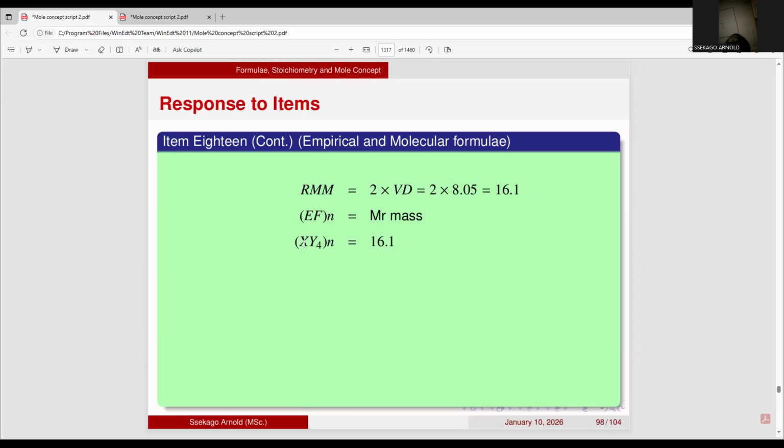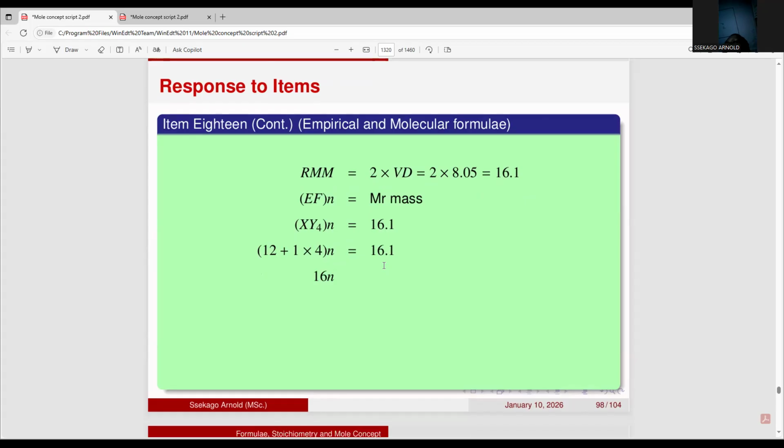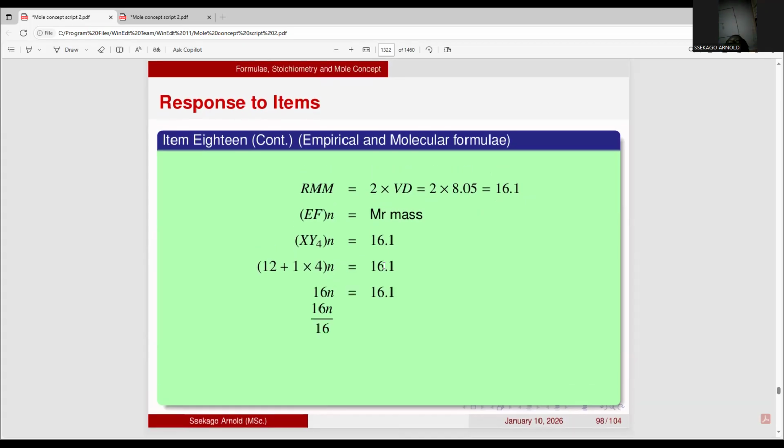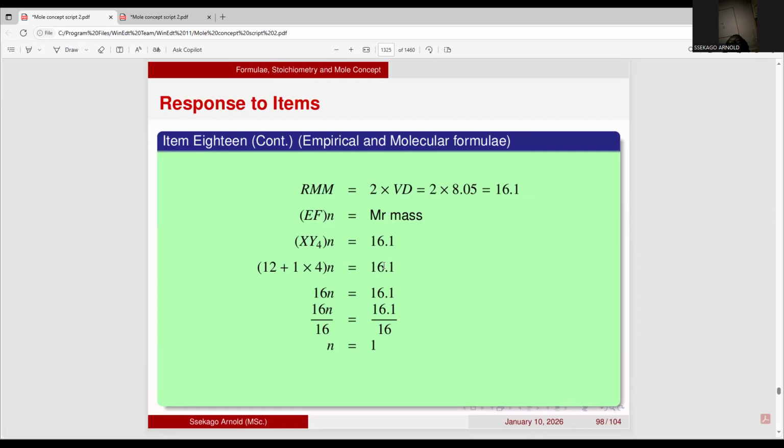Now we have seen that X is carbon and it is 12. Capital Y is hydrogen and it is 1. Therefore, of them times 4 equals 16.1. So summing this up, we obtain 16 times N equals 16.1. And dividing both sides by 16, we obtain the value of N as 1. So we substitute back our value of N. So substituting N equals 1 back where we have empirical formula times N, we obtain this as our molecular formula. Now this is the molecular formula.